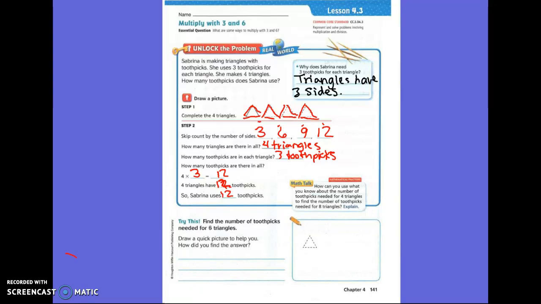So now we're going to draw 6 triangles, right? Draw a picture to help us. So down here, they already drew 1 for us. How many toothpicks would that be? 3. Now let's draw another one. This is 2 triangles. How many toothpicks is that now? 6. Okay. Draw another triangle. How many toothpicks is that now? 9. Okay, we're supposed to draw 6, right? So draw 3 more triangles.